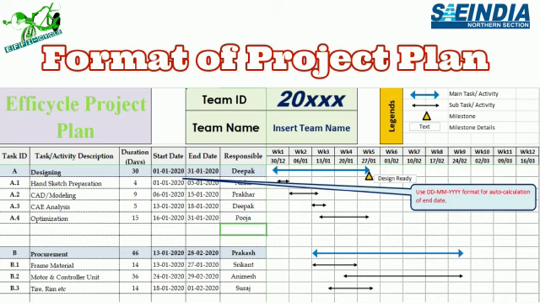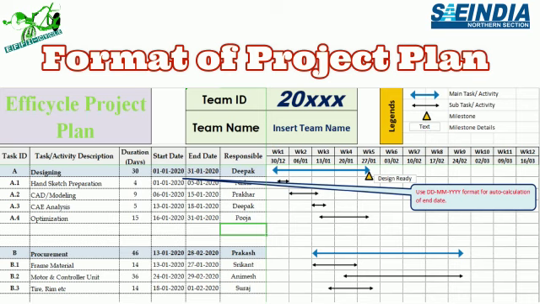Now as you can see here, we have different columns: task activities, days duration, start date, end date, responsibilities, and the weeks in which you have completed the task or achieved the milestone. For example, if I have done a task on designing, what are the sub activities that I have done under the designing part, like hand sketch preparation, CAD modeling, CAE analysis, etc.